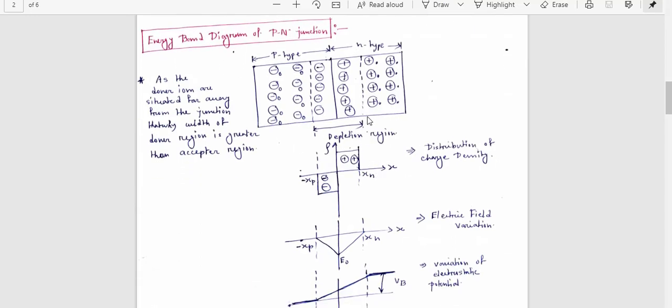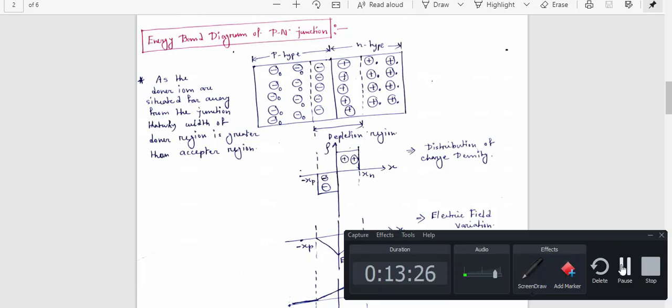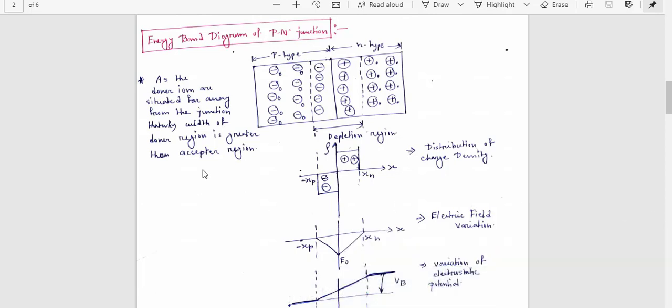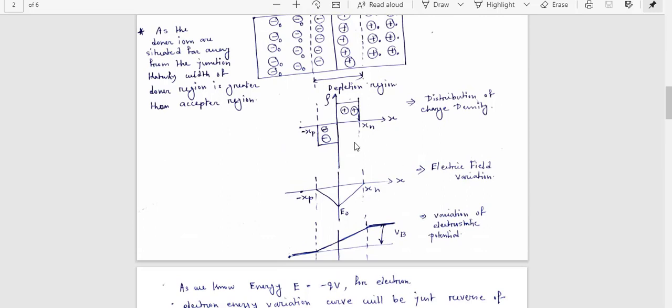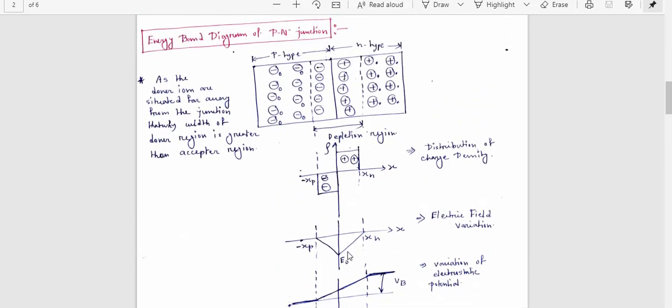So again, one thing, that is the donor ion. Donor ion means this positive ion inside. The donor ion density or concentration is higher compared to the acceptor ion, this negatively charged ion. That means the width of the donor ion region is slightly greater compared to the acceptor ion region, which is shown here. And this is the electric field variation in the depletion region, which is shown here.